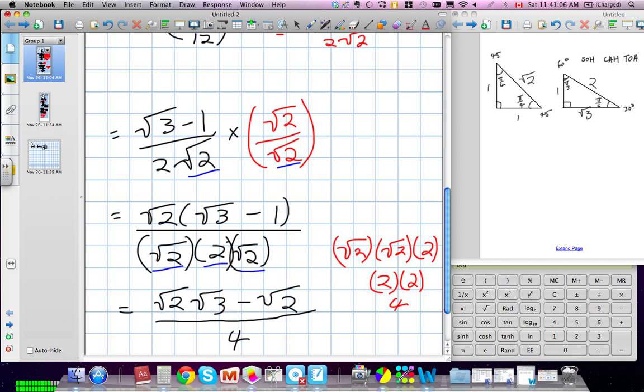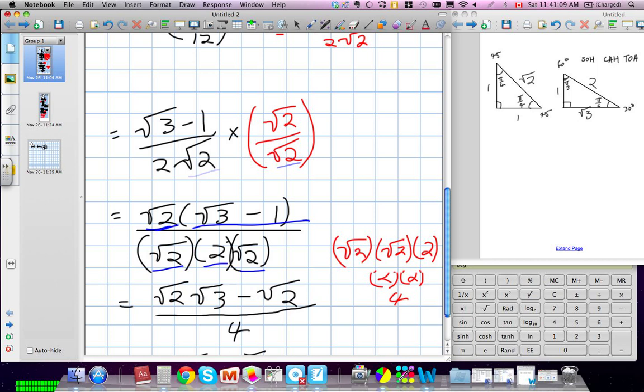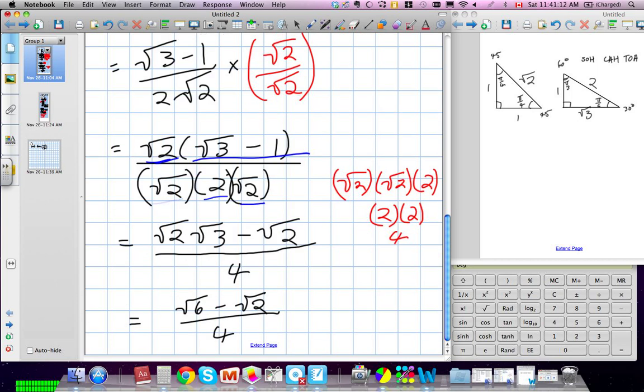When we rearrange the order, root 2 times root 2 is 2, and 2 times 2 is 4. So we had 4 on the bottom, and we did the distributive property. We got root 2 times root 3 minus root 2. Well, we can multiply these two roots together. We got root 6 minus root 2 over 4.